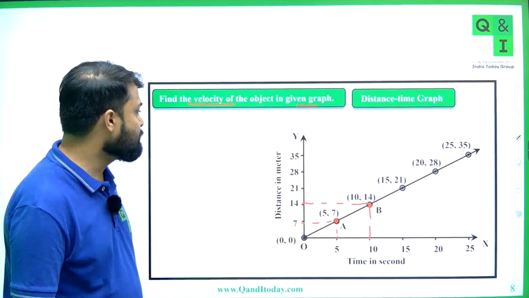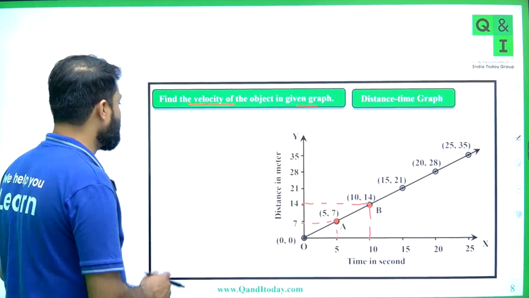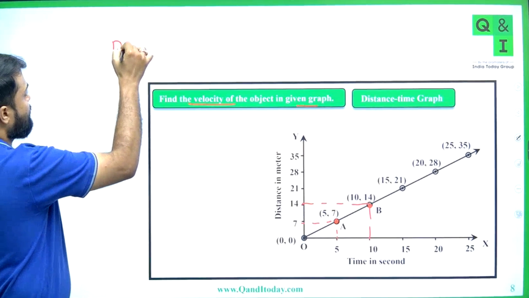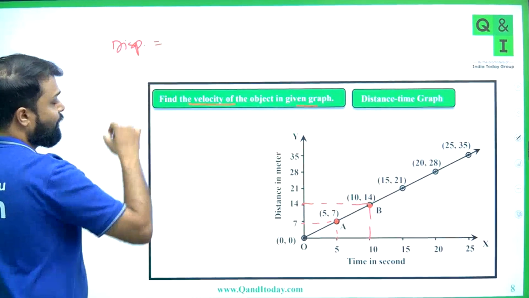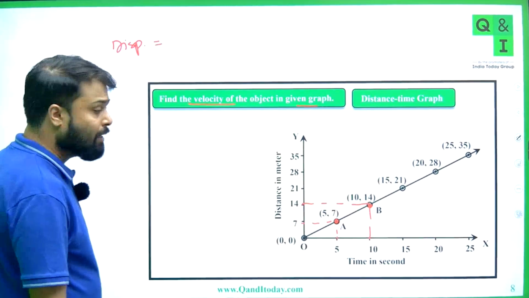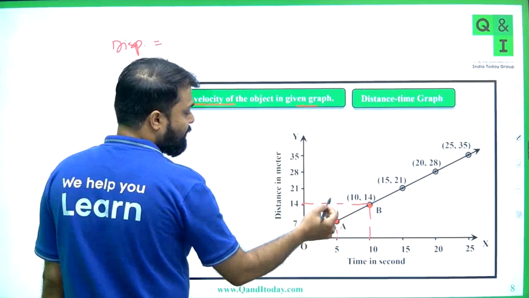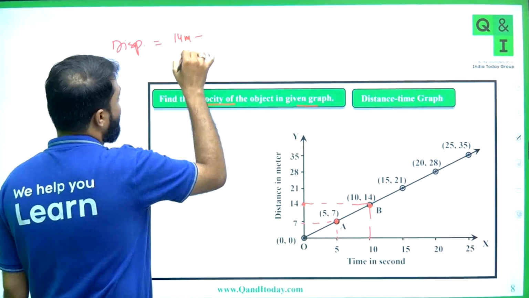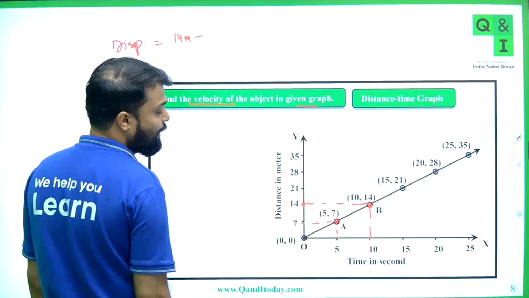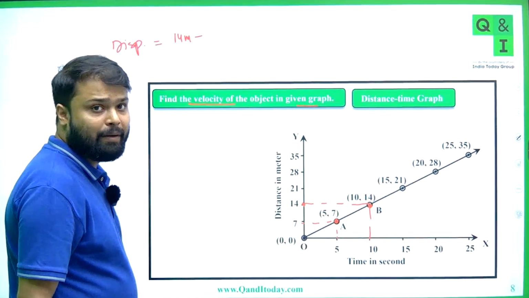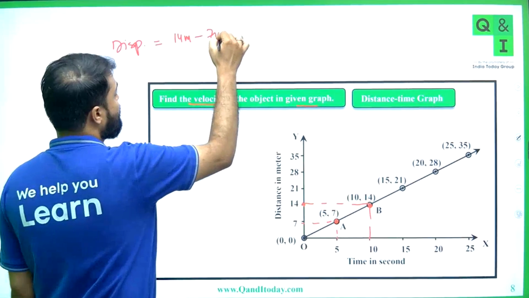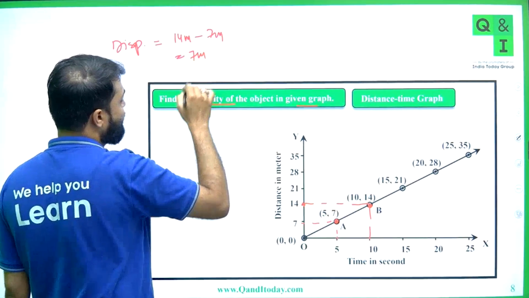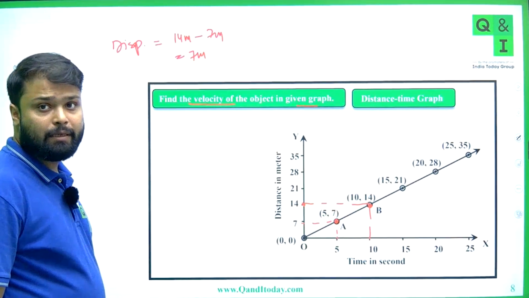What is displacement? Final position minus initial position. Finally, the body is at point B, and at B, the distance covered by the body is 14 meters. Yes or no? And the initial position is point A, and at point A, the body is at 7 meters. So can we say here that displacement is 7 meters? Yes, 7. Very good.